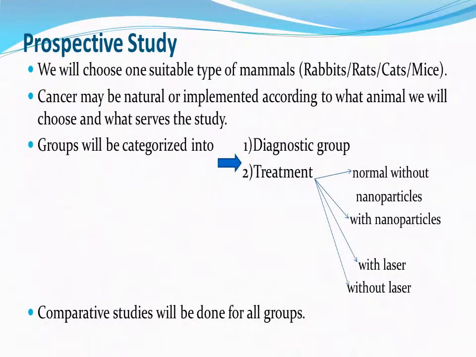Prospective study: we will choose one suitable type of mammal, rabbits or rats or cats. Cancer may be natural or implanted, according to what animal we choose and what suits the study. Groups will be categorized into a diagnostic group and treatment groups, divided into normal without nanoparticles, with nanoparticles, with laser, and without laser. Comparative studies will be done for all groups.